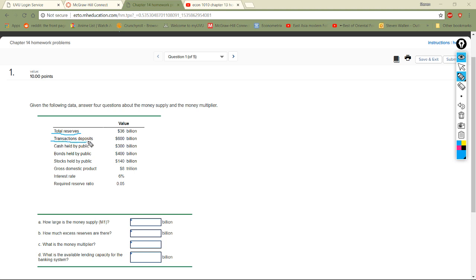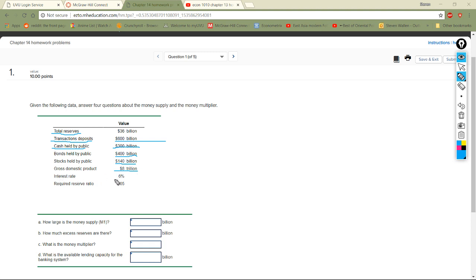Transaction deposits, that's how much people could claim. If they wanted their money, they could claim the 600 billion. Cash held by the public, 300 billion, that's how much money is just out there. That's interesting. We got bonds and we have stocks. So those are investments, right? Bonds and stocks, property owning. We have our gross domestic product. That's how much we're producing per year in value.